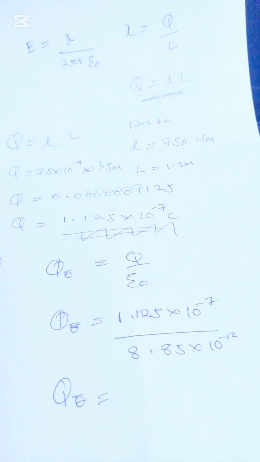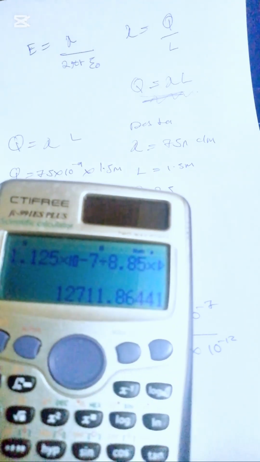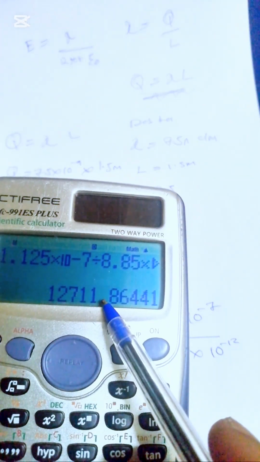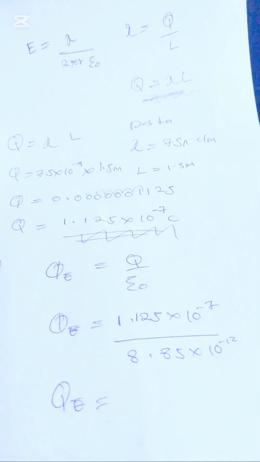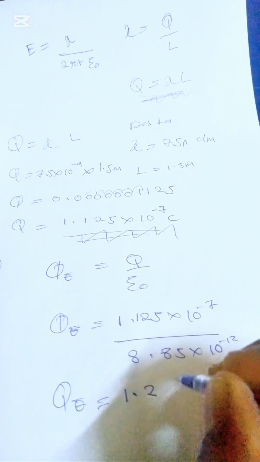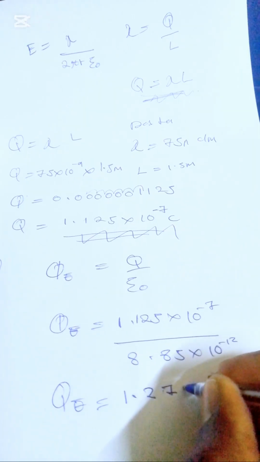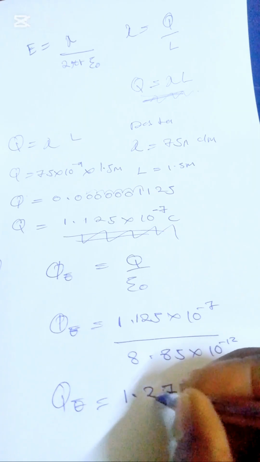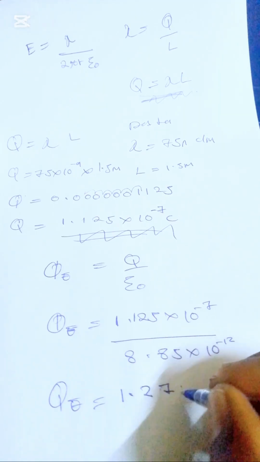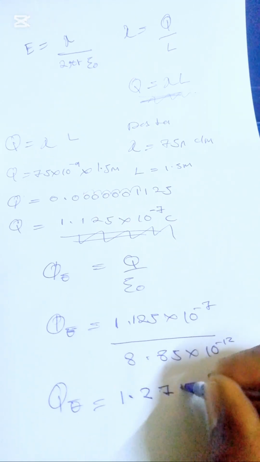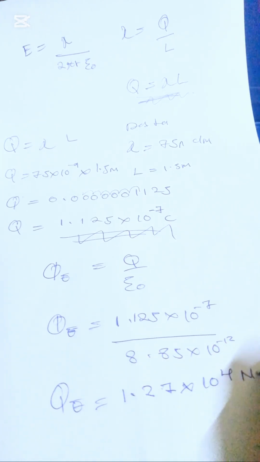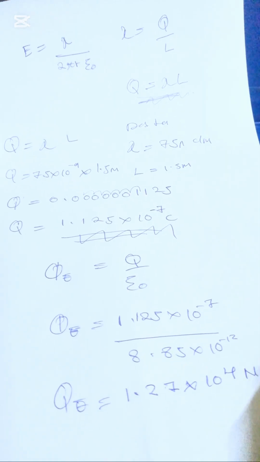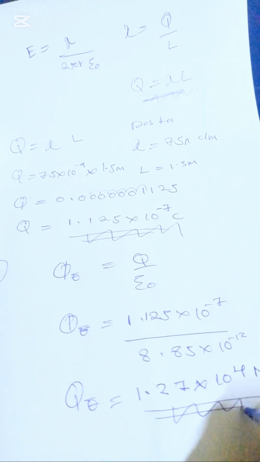Now we are going to compute this. When I compute, I'm getting that answer. Take it into standard form, 1, 2, 3, 4. So we're going to have 1.27 times 10 to the power 4, leaving it to 3 significant figures. So this is the electric flux, in Newton meter squared per coulomb. So this would be our answer.